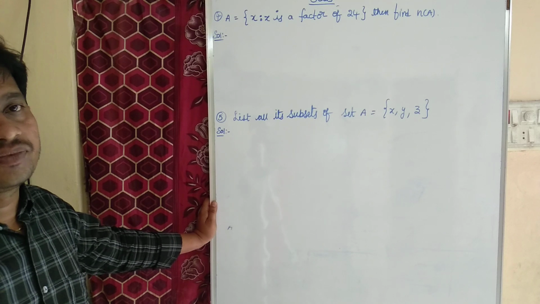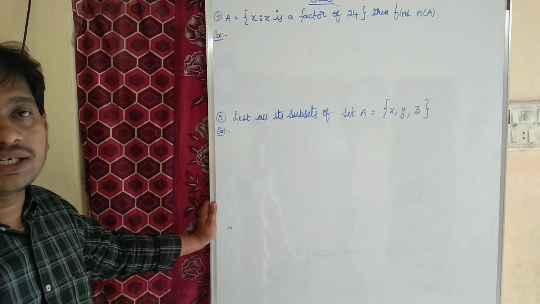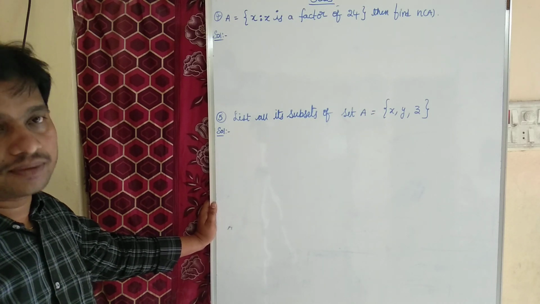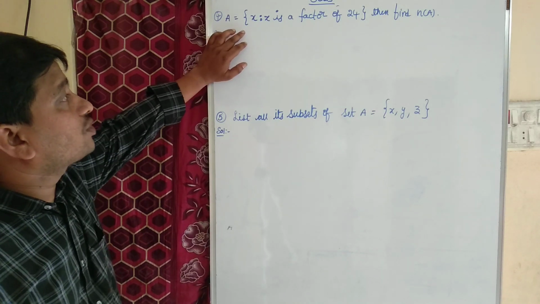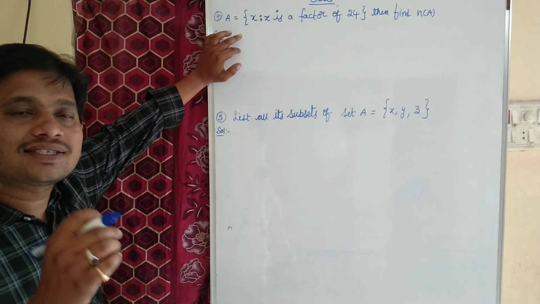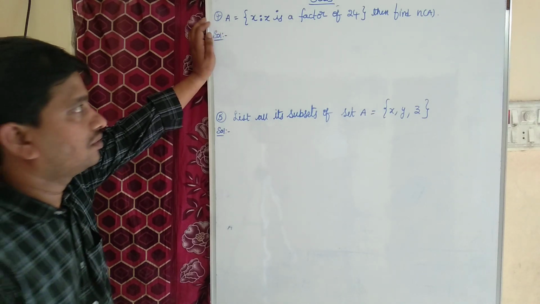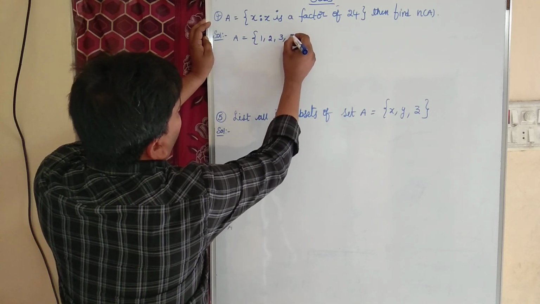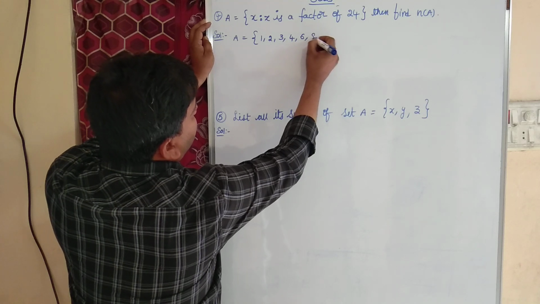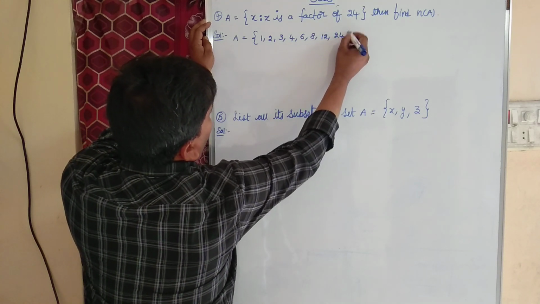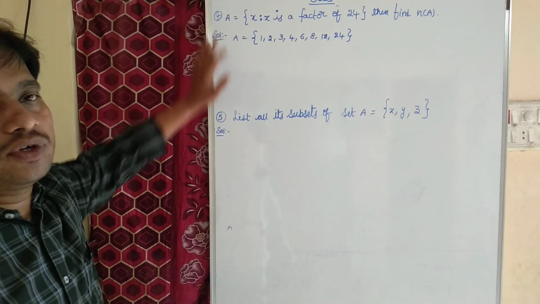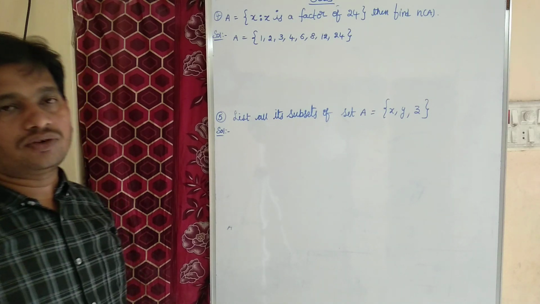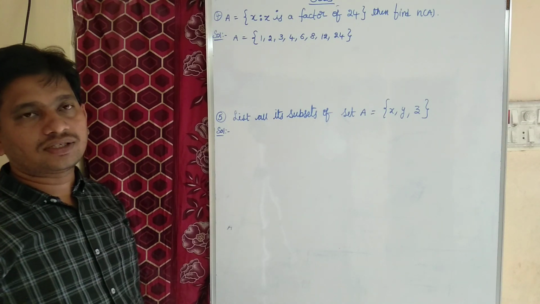Now coming to question number 4. If A equal to x such that x is a factor of 24, then find n of A. See, they asked the question indirectly. A equal to what? x such that x is a factor of 24. What are the factors of 24, children? The factors of 24 are 1, 2, 3, 4, 6, 8, 12, 24. Right? 1 24 is 24, 2 12 is 24, 3 8 is 24, 4 6 is 24. They are the factors of 24.